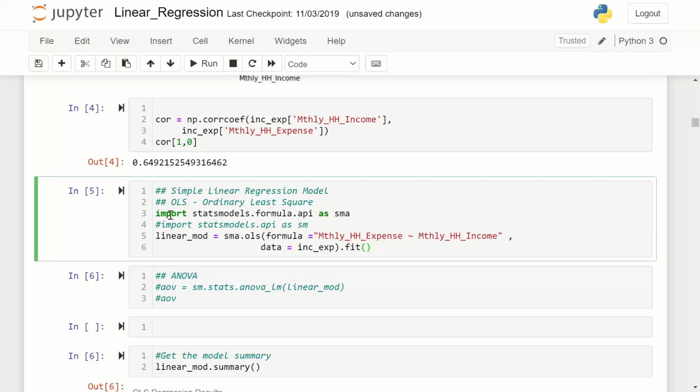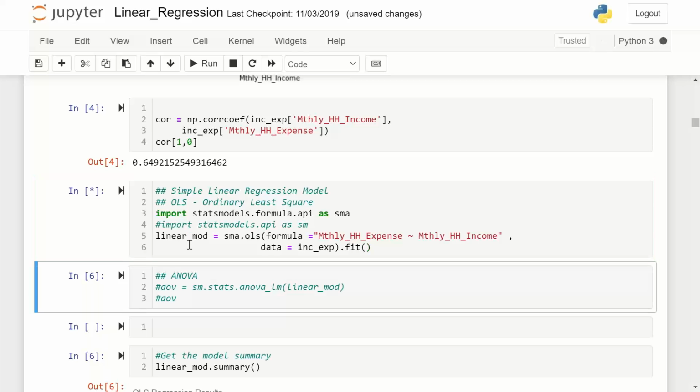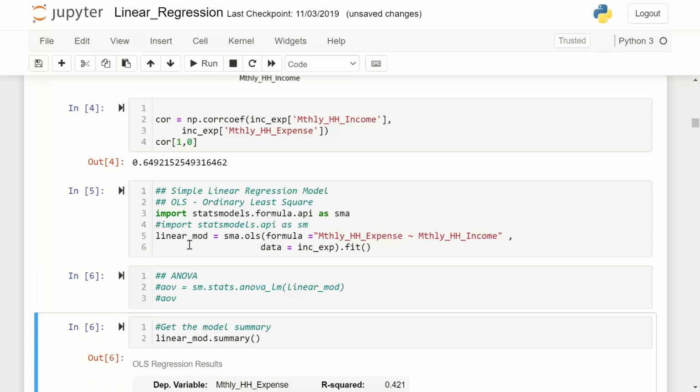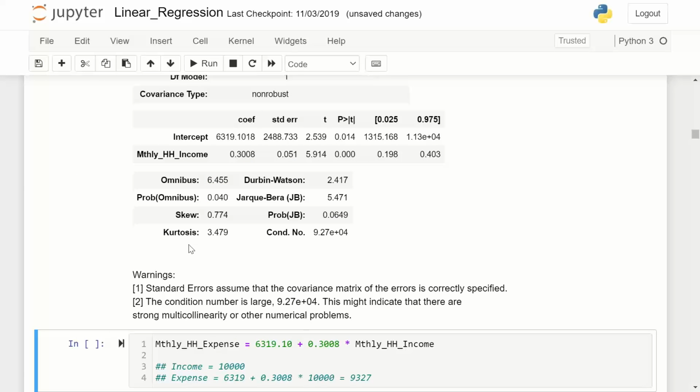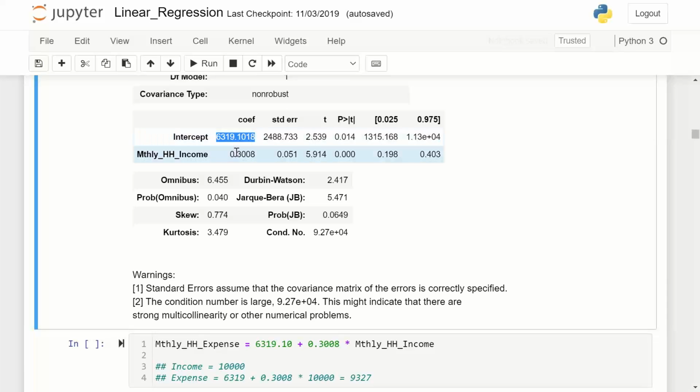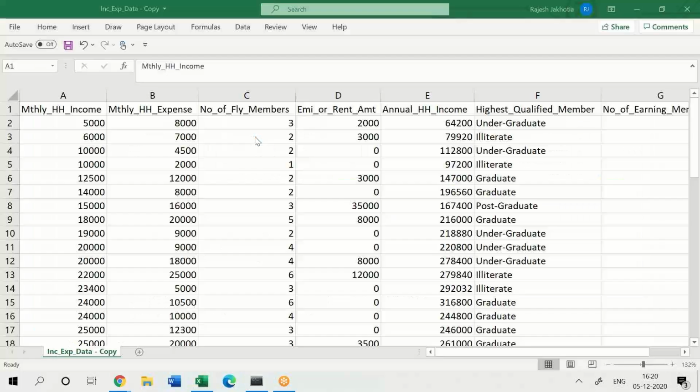I am now running the regression, building the model, and I want to see the model equation. So, summary of the model. Now in this model, we require this intercept and this beta coefficient. We'll take these two numbers, 619.1018, copy. Let's get to our Excel.